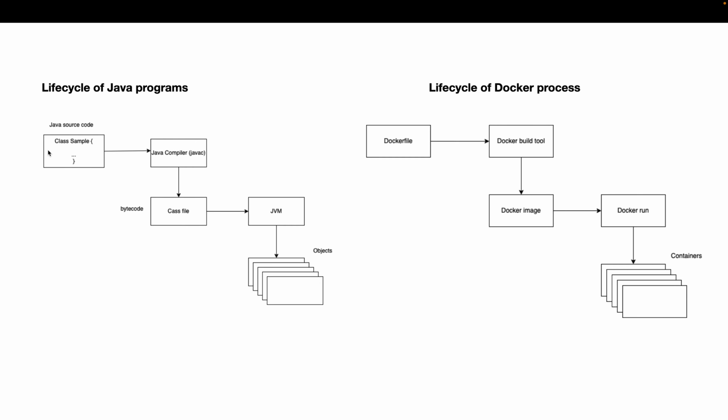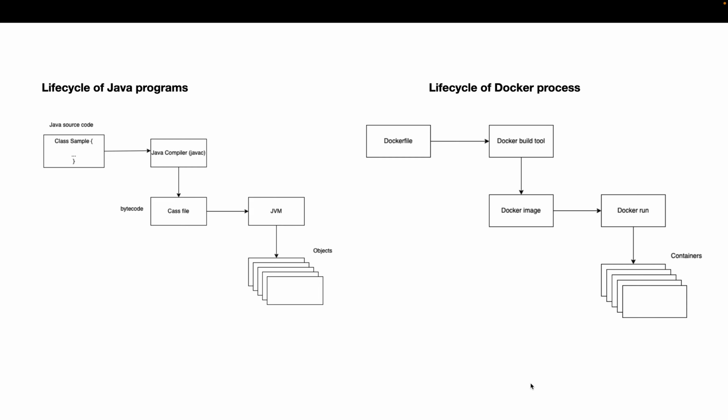So you have a Java sample class file, which is the same as a Docker file. You feed that class file to a Java compiler, and out comes the bytecode class file. Similar to that, we feed a Docker file to a Docker build tool, out comes a Docker image, and then the class file is fed to the JVM, and you can create as many live objects as you want. Similarly, once a Docker image is fed to a docker run command, you can create multiple containers from the same image. That's the analogy I wanted you to understand.